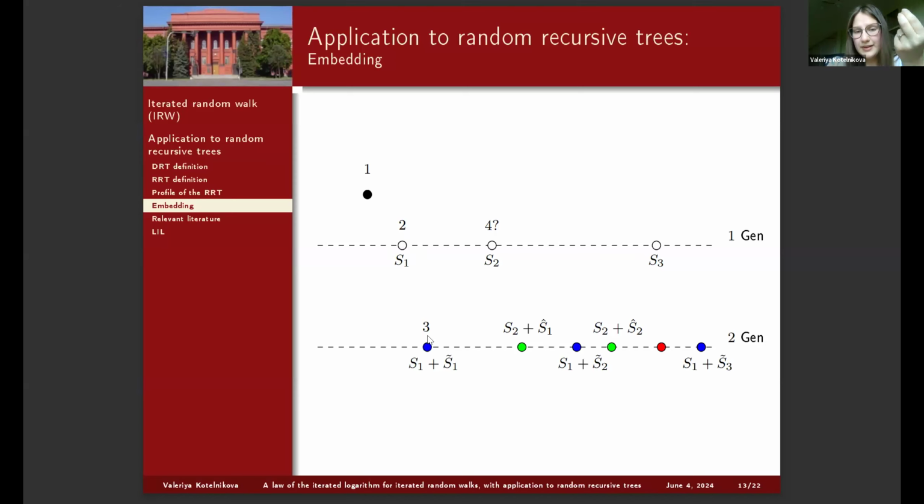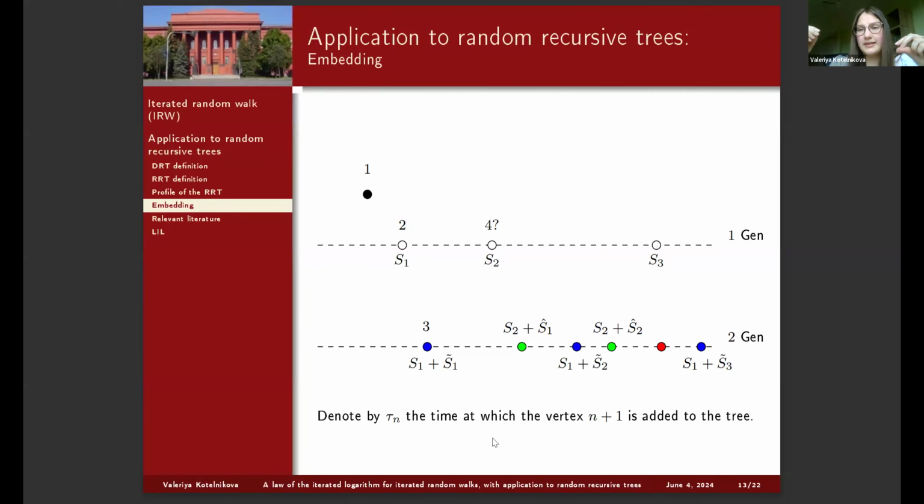Then the third individual, which appears here, corresponds to the third vertex. And we have a candidate for the fourth individual to appear, so for the fourth vertex. But we do not know whether it's exactly it, because we know nothing about the child of vertex number 3. Maybe it is born earlier. And let's denote by τ_n the time at which we add the vertex with number n+1 to the tree.